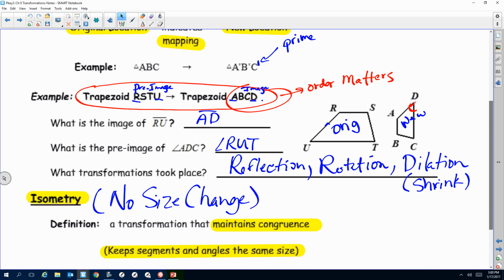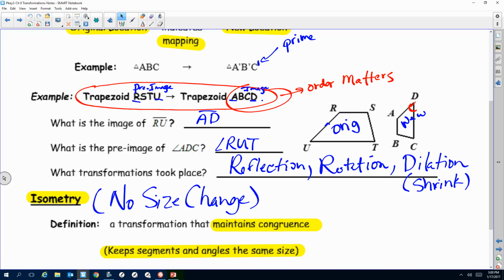And order matters. Okay, your order definitely matters. And some of you missed some points on the test because you didn't connect your points in the correct order. If it tells you the shape and it tells you the name, you have to go consecutively. You can do clockwise or counterclockwise, but order is important.